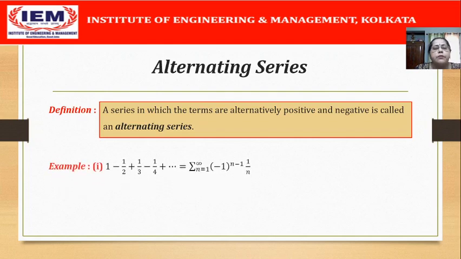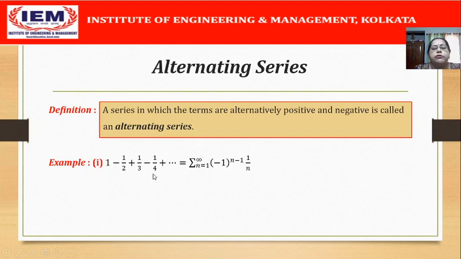So let's see examples. Say 1 minus 1/2 plus 1/3 minus 1/4 plus and so on. Of course we can easily see that the terms are alternatively positive and negative. In the summation notation we can write it like this: summation n equal to 1 to infinity, minus 1 to the power n minus 1, 1 by n. So the numerical value is 1 by n for the nth term, and the sign is taken care of by minus 1 to the power n minus 1.